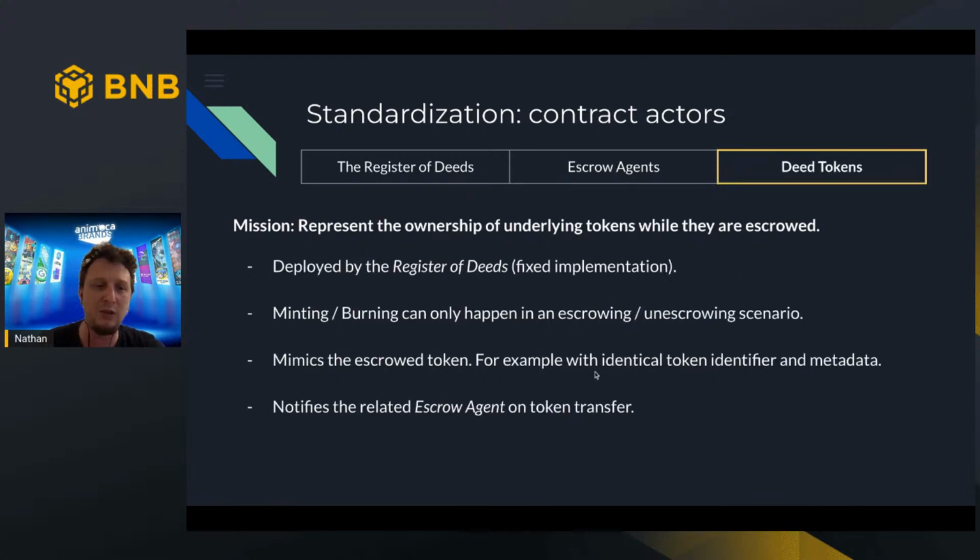And the deed token, its mission is to represent the ownership, so they are the prime tokens. They represent the ownership of the underlying token. They're deployed by the register of deeds. The minting and burning can only happen in the scenario of an escrowing or unescrowing. It mimics the escrowed token, for example, with identical token ID and metadata, and it notifies the related escrow agent on token transfer, which is what I just explained.